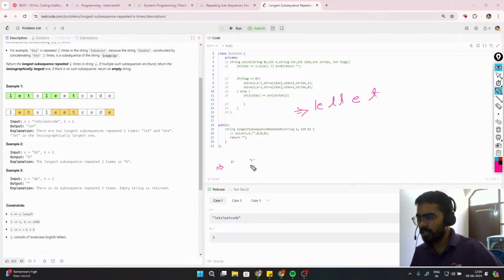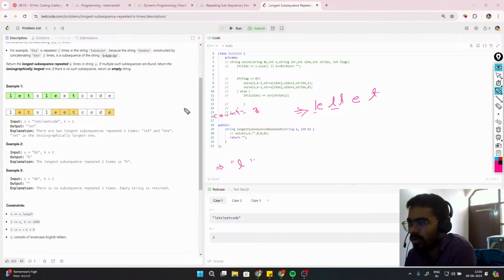What he is doing, he created an empty substring. He added l to it. Now he checked whether L is there. Okay, L is there. The total count of L, how many L's are there? It's 2. So my K is also 2. So we can say that this L is one of the possible answers. So he kept it in best, L.